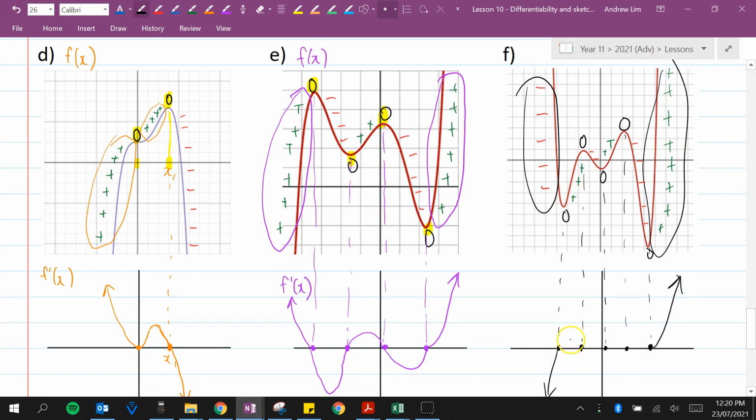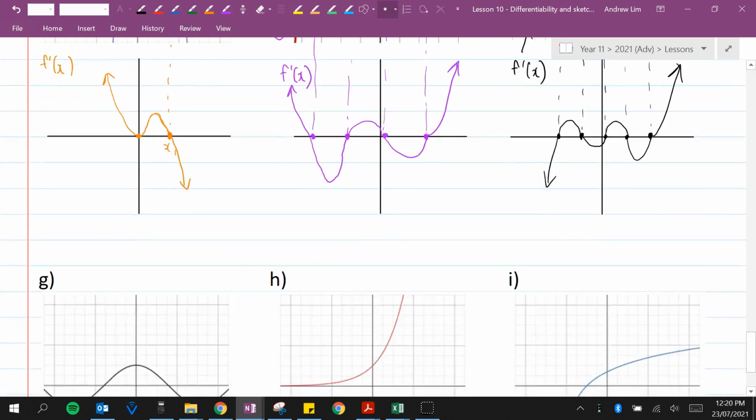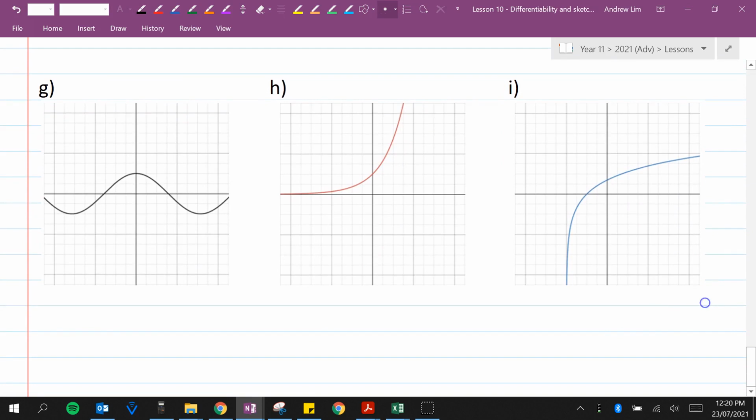So from the left to right, this bit's above, then it's below, then it's above, and then it's below. And that's the general shape of the gradient function of that curve. Okay. Pause the video, see if you can have a go with G, H, and I.